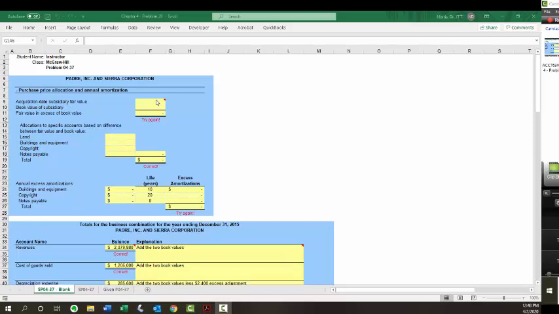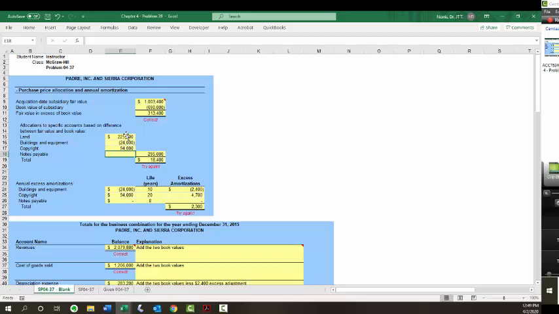So the acquisition fair value is given to us at $1,003,400. We had $690,000 in book value, giving us an excess over book value of $314,000. We had land that had a fair value of $290,000 with a book value of $65,000. We had buildings and equipment with a fair value of $263,000 and a $287,000 book value. We had copyrights with a fair value of $216,000, book value of $122,000.